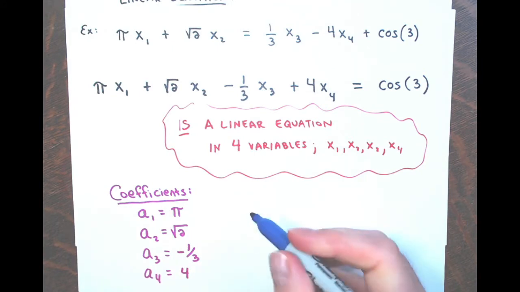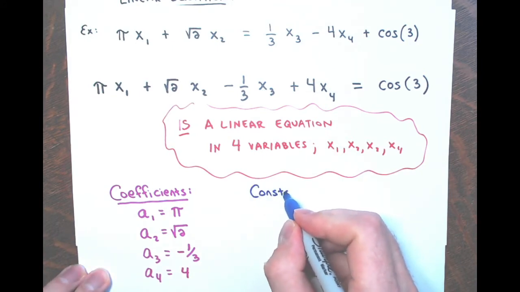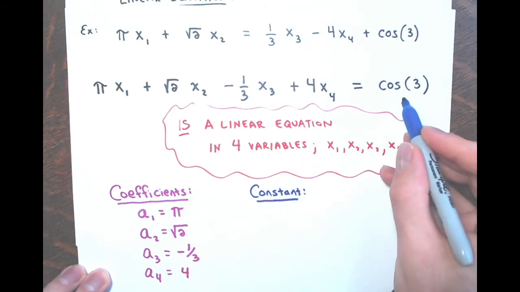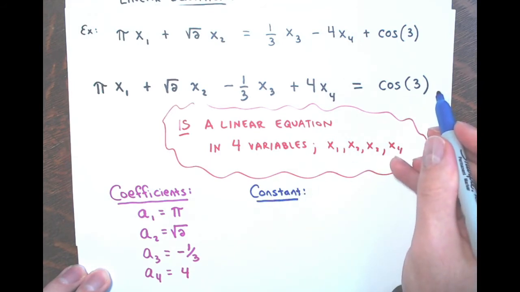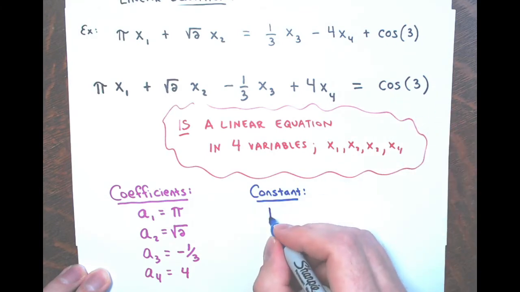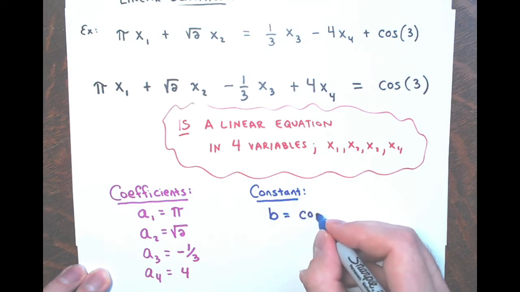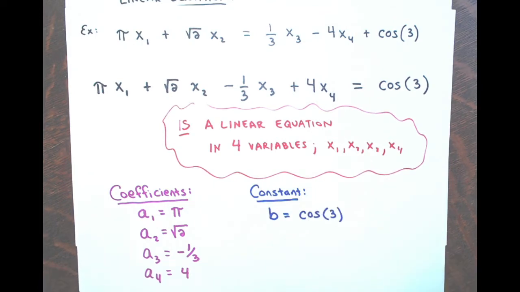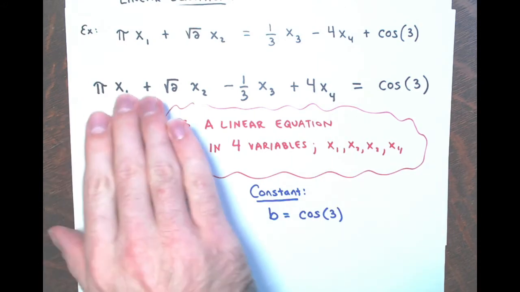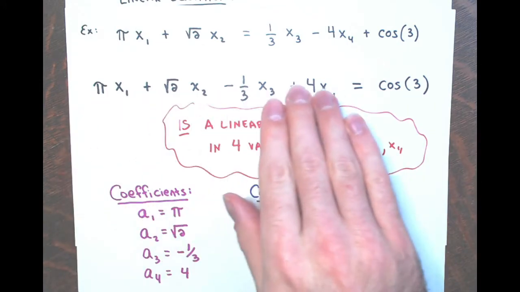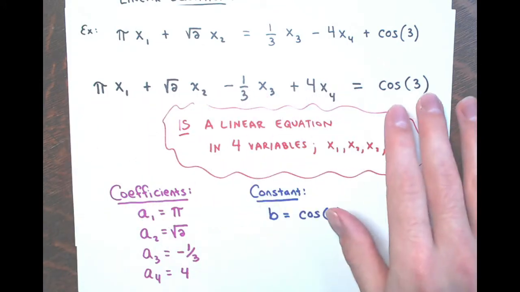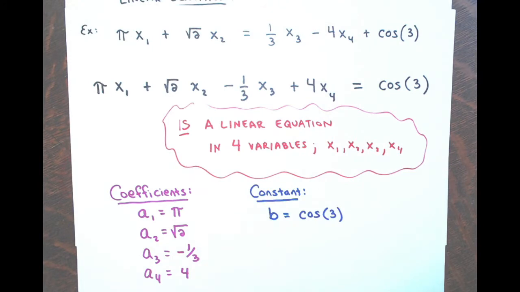And then the constant term here is the number on the other side with no variable attached. It's just the cosine of 3, and that was the b from the definition, the cosine of 3, or again, approximately negative 0.99. So I do have a linear equation, and if it is linear, I should be able to write it in that form, where I have a linear combination of the variables to the first power equals some constant.